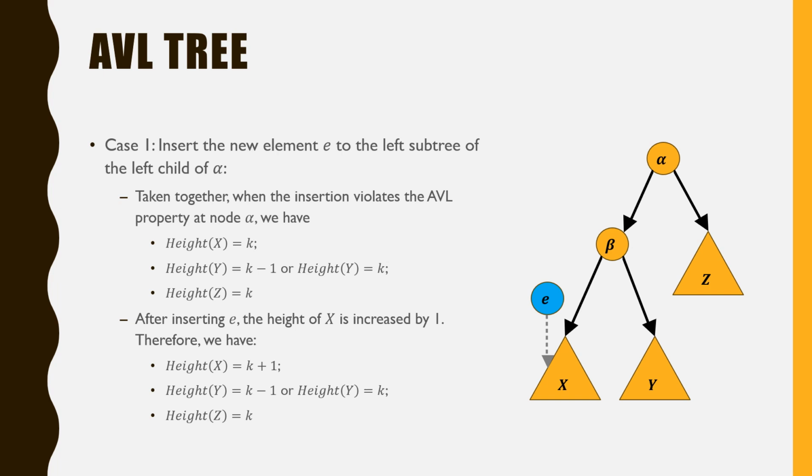In summary, before the insertion, the height of x is k, the height of y is either k minus 1 or k, and the height of z is k. If the insertion triggers an AVL property violation, it implies that the height of x has increased by 1. Therefore, after the insertion, the height of x becomes k plus 1, the height of y remains either k minus 1 or k, and the height of z remains k.